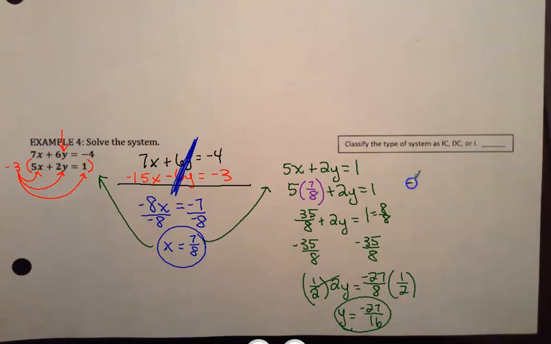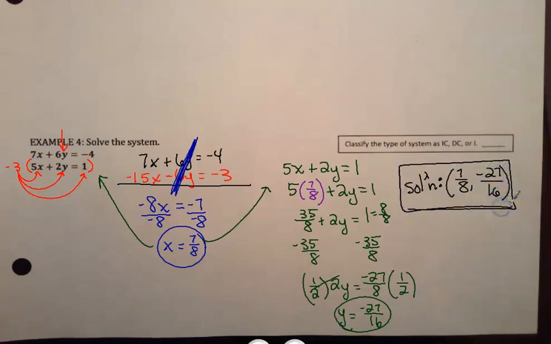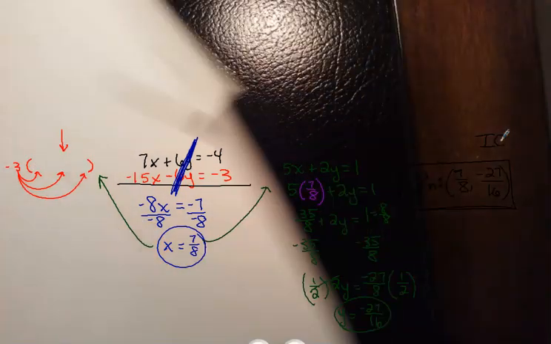All right, so our solution here is what ordered pair? What's between them? A comma. Good, it is 7/8, comma, negative 27/16. Perfect. So what type of system is this if it has 1 point for its solution? Excellent. It is independent, consistent.